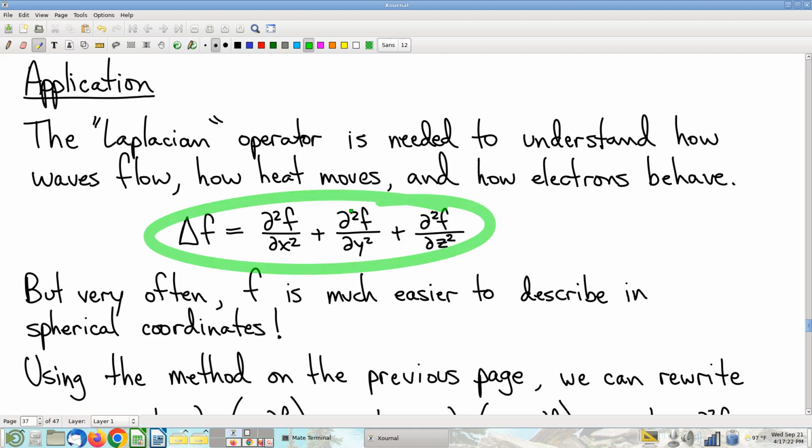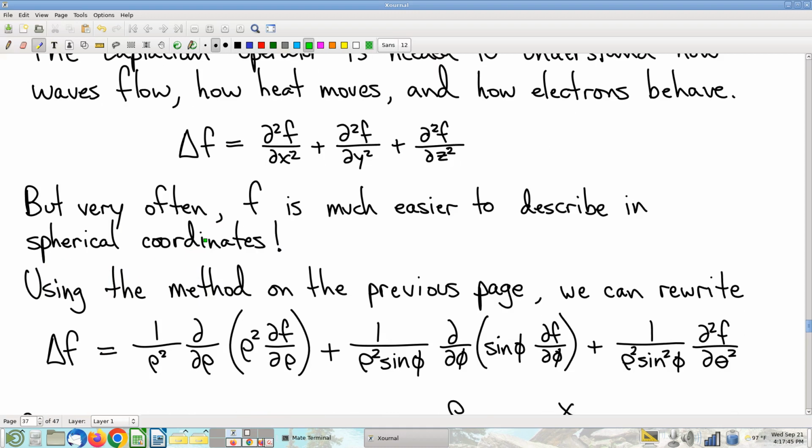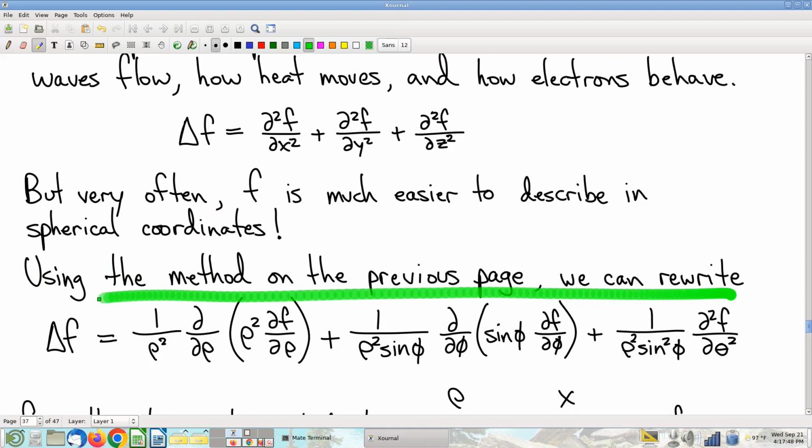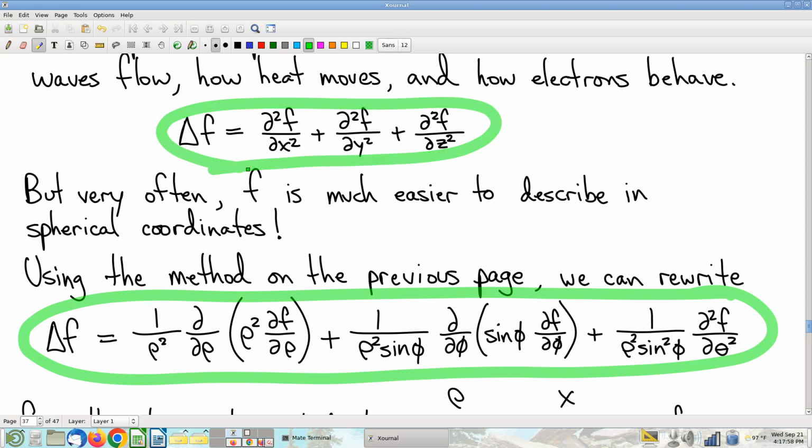In rectangular coordinates, because my partials are with respect to the rectangular variables. And here's the problem. This f that we want to apply the Laplacian to, very often it's more natural in spherical coordinates. And you can't take rectangular partials of a spherical function. It's the mismatch, and it's weird. So here's the idea. You can just rewrite the Laplacian. And I know it looks unappetizing, but there you go. There's what we call the spherical Laplacian. It's the same as this, just in spherical coordinates instead.